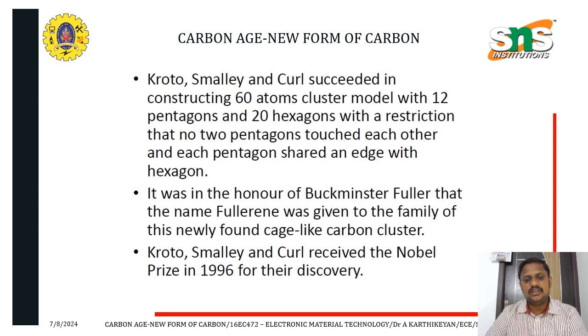It was in honor of Buckminster Fuller that the name fullerene was given to this family of newly found cage-like carbon clusters. Kroto, Smalley and Curl received the Nobel Prize in the year 1996 for the discovery of these carbon cages.